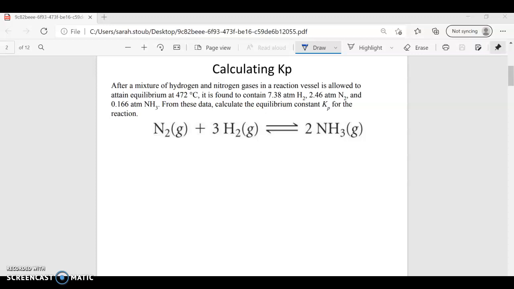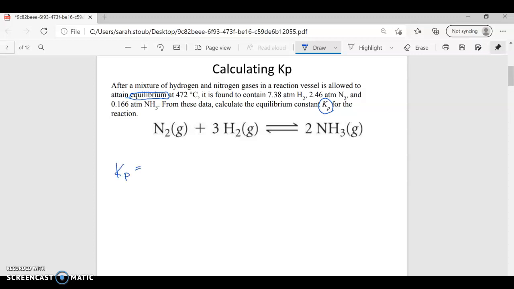After a mixture of hydrogen and nitrogen gases in a reaction vessel is allowed to attain equilibrium, when I see that word equilibrium, that's saying to me a certain type of math. And it says later on, it is found to contain 7.38, 2.46, and 0.166 NH3. From this data, calculate the equilibrium constant, Kp. So I'm going to do the math part. I know I have to find Kp, so the first thing I'm going to do is write the Kp expression.